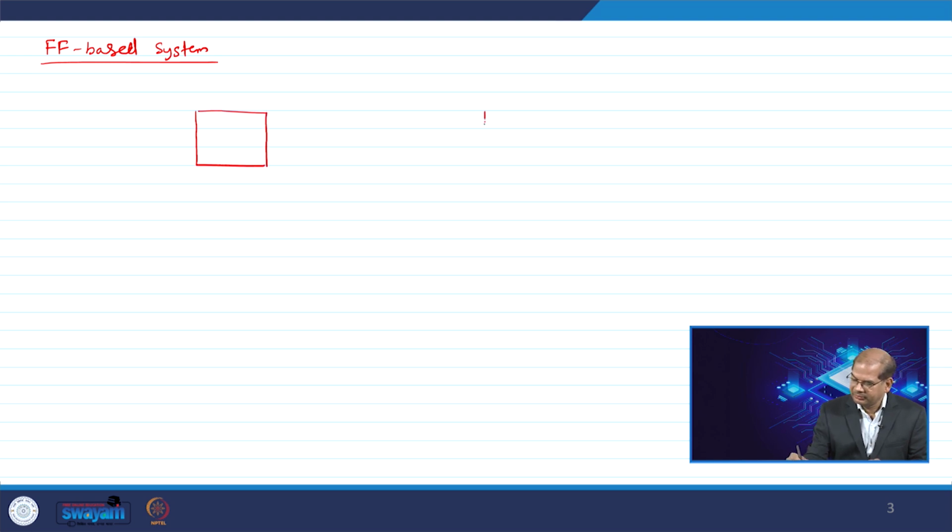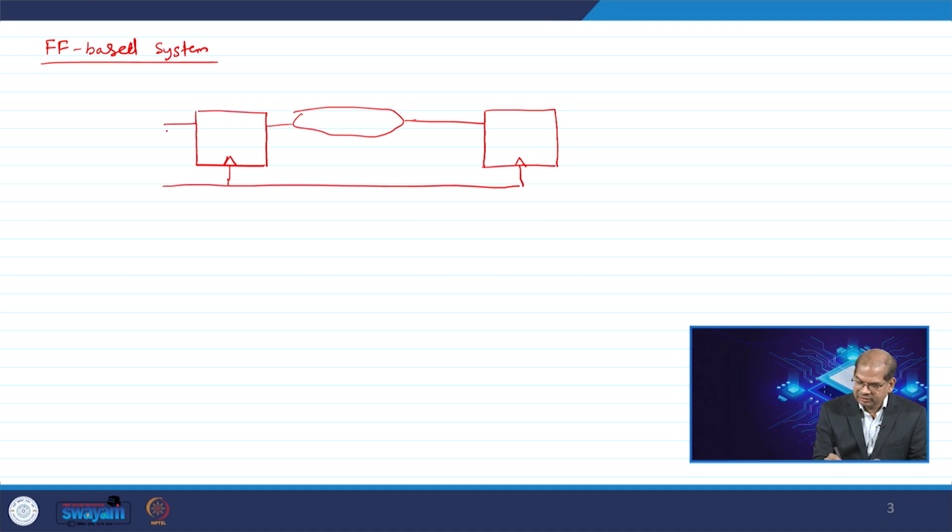In case of a flip-flop based system, what happens? Let us say I have a flip-flop, I have another flip-flop, and clock is given to both of them. There is some combinational logic. This is your D1, Q1, D2, Q2 and these are clock.